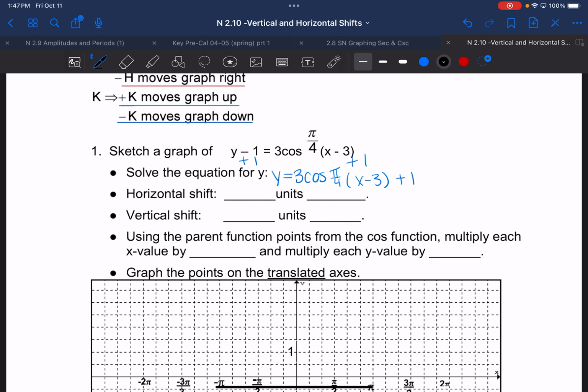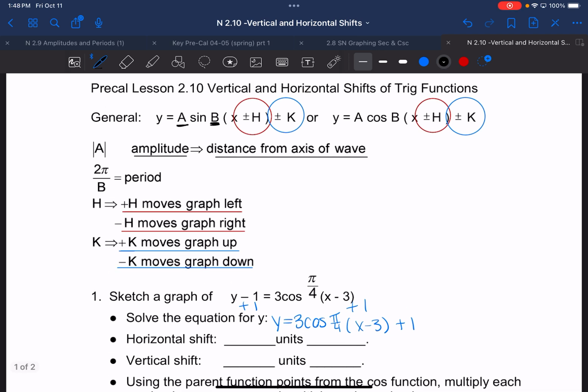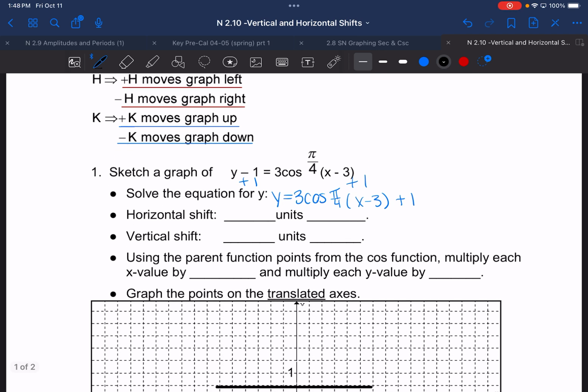Okay. So then they ask about a horizontal shift. Well, our horizontal shift, remember, happens inside the parenthesis, right? What do we have happening inside our parenthesis here? Right, 3. It says minus 3, and it's opposite of what we would think. Okay, so I'm going to shift 3 units right. Okay? And then my vertical shift, that's k. And what does our k tell us we're going to do on this one? Okay, so 1 unit up.